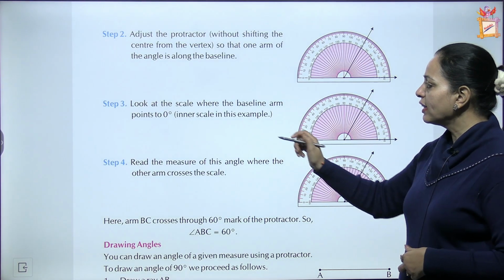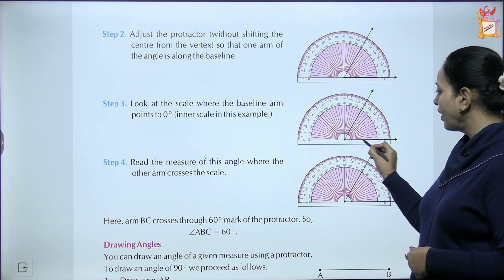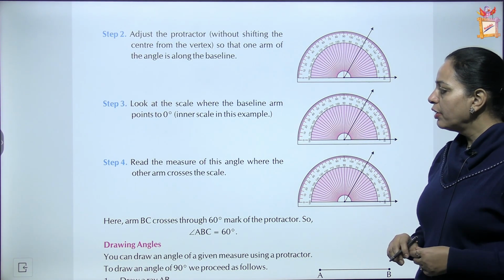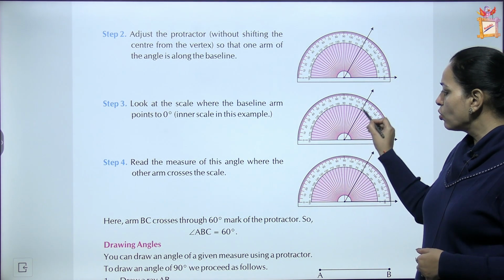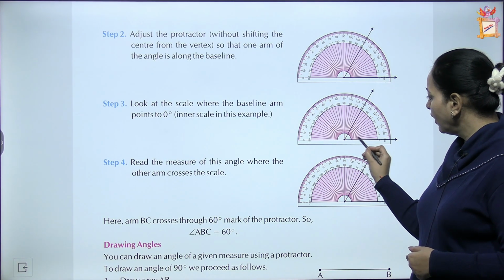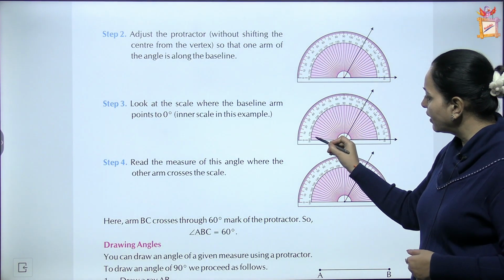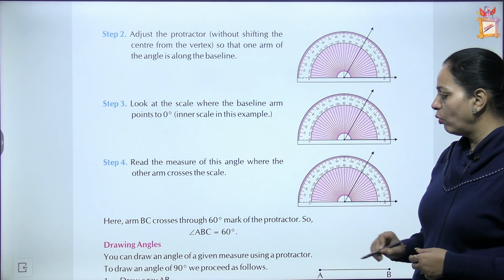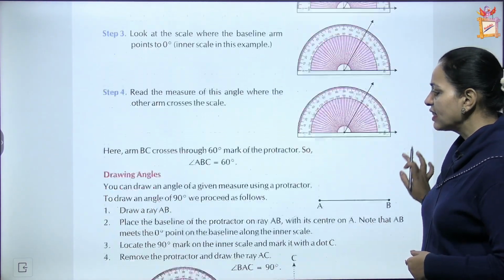Now step 3: look at the scale where the baseline arm points to 0 degrees. This is the baseline, one arm of the angle, and this is the other arm. Now read the measure of this angle where the other arm crosses the scale. So it is crossing at 60 degrees because now we are taking the inner scale, because the angle starts from this side. 0 is this side. So we will see the inner scale, okay? So 60 degrees, angle ABC is 60 degrees.